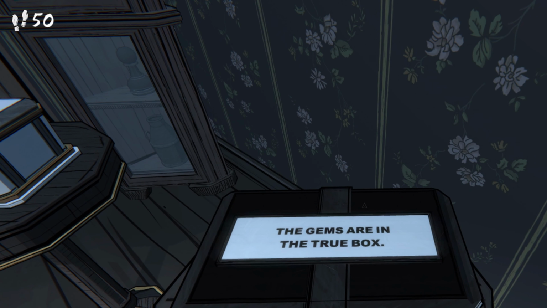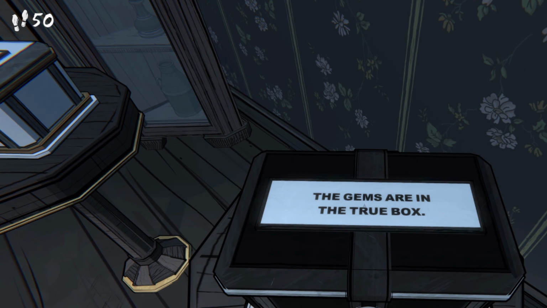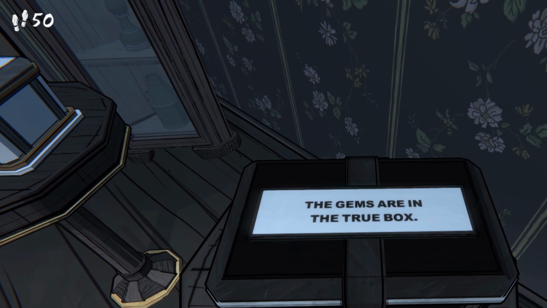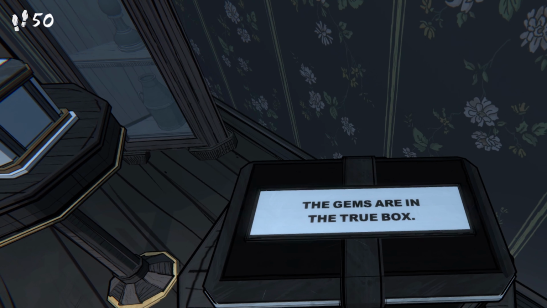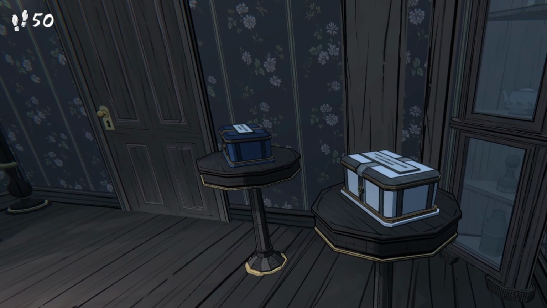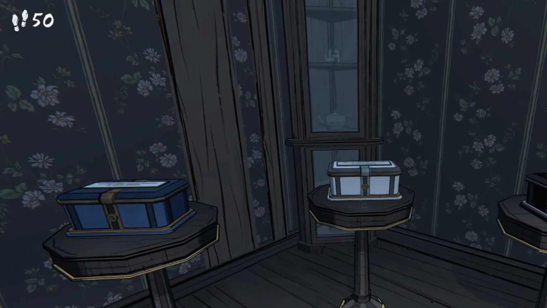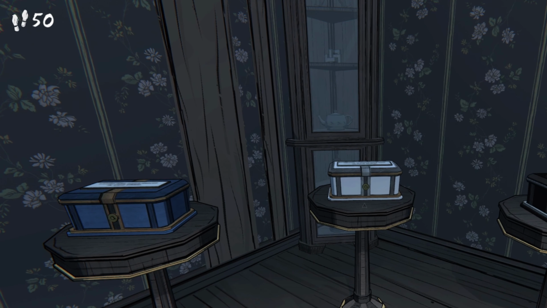Aura, I found another clue. Clue has been safely stored for later use. This object is a black box with the inscription, "The gems are in the true box." The text on the box suggests it may hold the location of the gems. Your inability to decipher this clue is quite amusing, but expected. Okay. Aura, solve the puzzle.